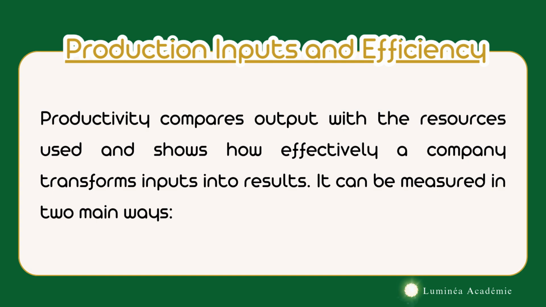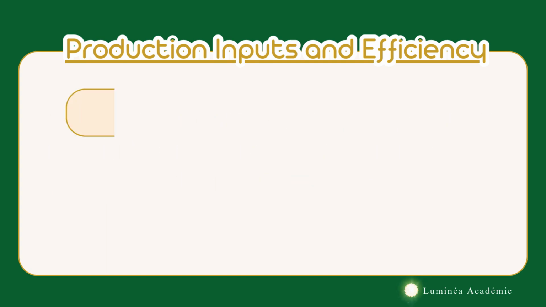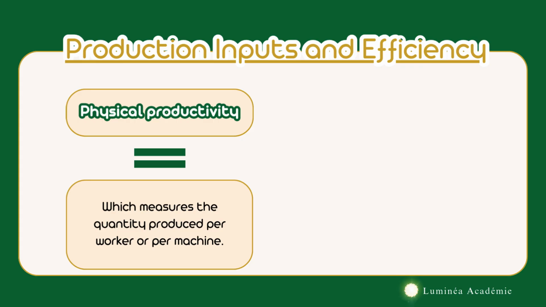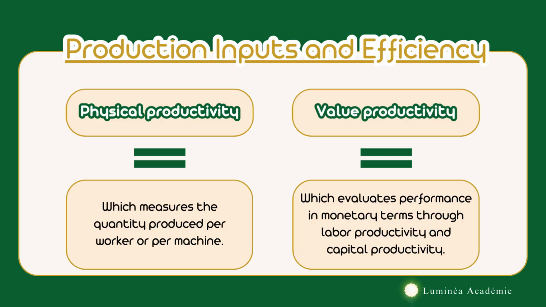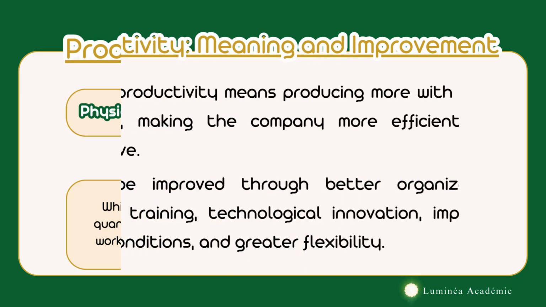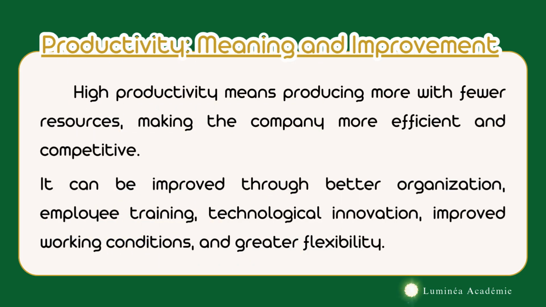It can be measured in two main ways: physical productivity, which measures the quantity produced per worker or per machine; and value productivity, which evaluates performance in monetary terms through labor productivity and capital productivity. High productivity means producing more with fewer resources, making the company more efficient and competitive.